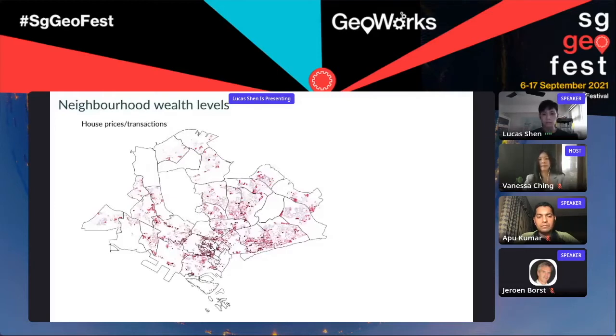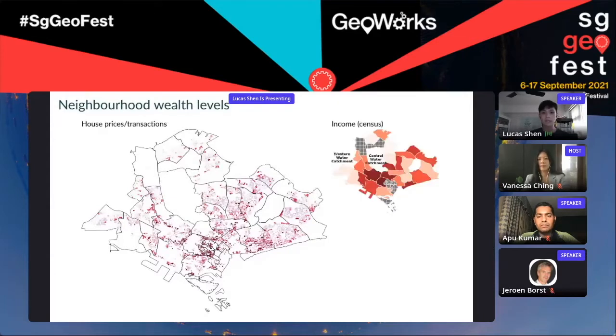We do this because the next best thing is census income data, which is not available to us, at least at the neighborhood level. It's only available at the more aggregated planning area level. But it's nonetheless a good measure because a simple check tells us that it's about a 0.9 correlation coefficient. So housing prices is a good measure of neighborhood wealth levels, and that's what we work with in this study.